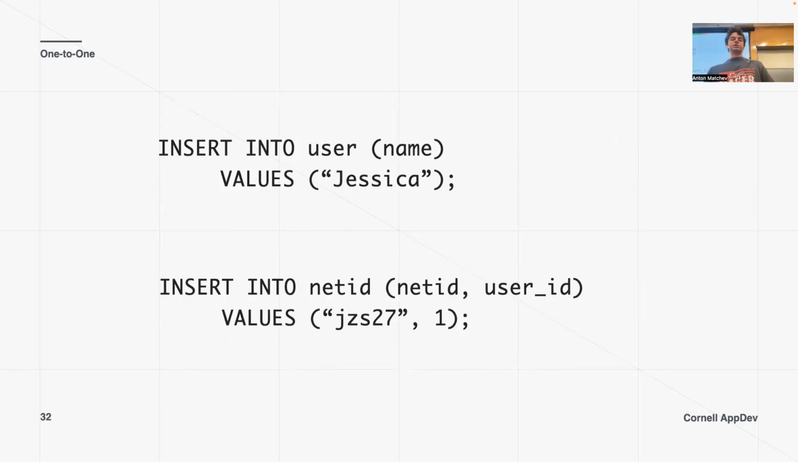So this is just inserting a user into the table. Let's assume that both tables are empty. We insert one user with the name of Jessica. And then we insert into the net ID table our net ID and user ID, and the values are JZS27 and 1. Since inserting Jessica into the user table was the first entry, we know that her ID is going to be a value of 1. And so we know that this net ID, JZS27, with a user ID of 1, is going to reference the name Jessica in the users table.